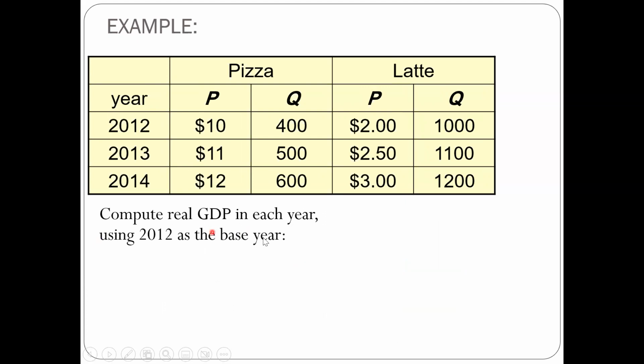Here we calculate the real GDP. And in order to calculate the real GDP, we must have a base year. Here, the base year is 2012. So I must use the price of 2012 and the price of 2012 for the second product.